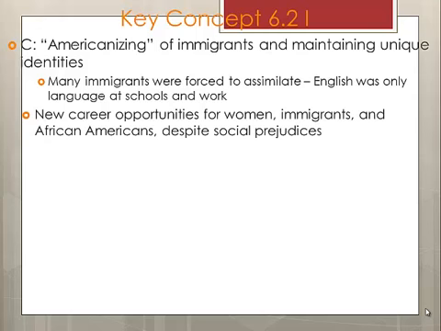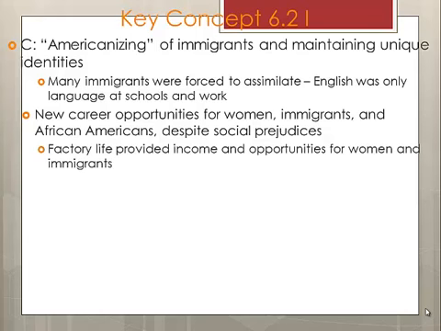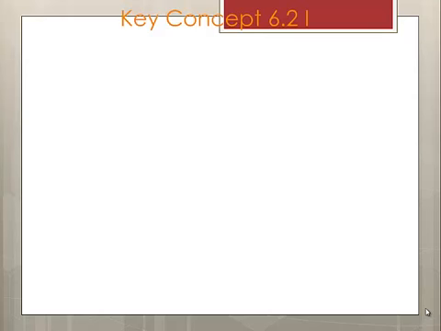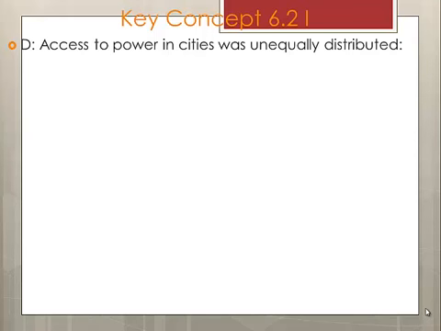There will be new career opportunities for women, immigrants, and African Americans despite the social prejudices they faced. Factory life provided income and opportunities for women and immigrants, especially women who would work in textile factories. Many Black Americans would take jobs as servants, cooks, etc., mostly in domestic service, but they still were able to have new opportunities. So let's talk about access to power in cities, which was unequally distributed.